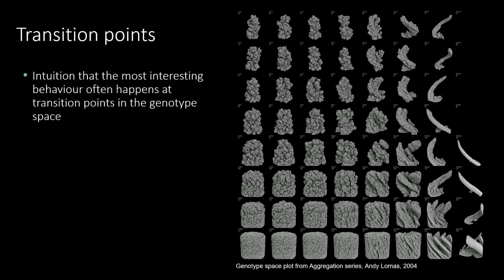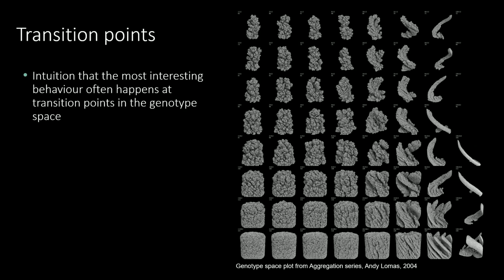One intuition is that places in the genotype space where there is a transition from one type of behaviour to another can be particularly aesthetically interesting. You can see this in this plot from the aggregation series, one of my earlier works, showing the effects of varying two of the genotype parameters. I think the most interesting forms here are towards the right hand side, in the 6th and 7th columns, where we get a tipping point where the system goes from quite predictable uniform behaviour on the left hand side into instability on the far right.